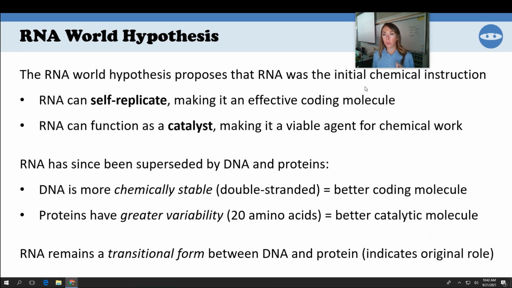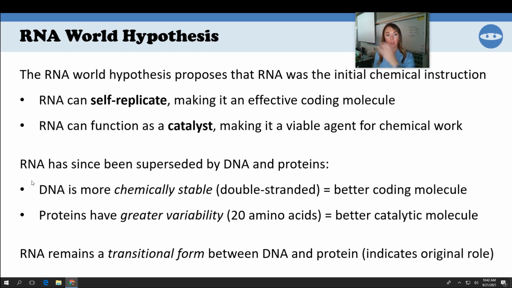RNA is able to self-replicate, right? Making it an effective coding molecule. So it's able to self-replicate, and it can also act as a catalyst, which is something that starts a reaction in chemical reactions, right? So this little molecule has different abilities than DNA does. And because it's been superseded by DNA and proteins, that means it came before.